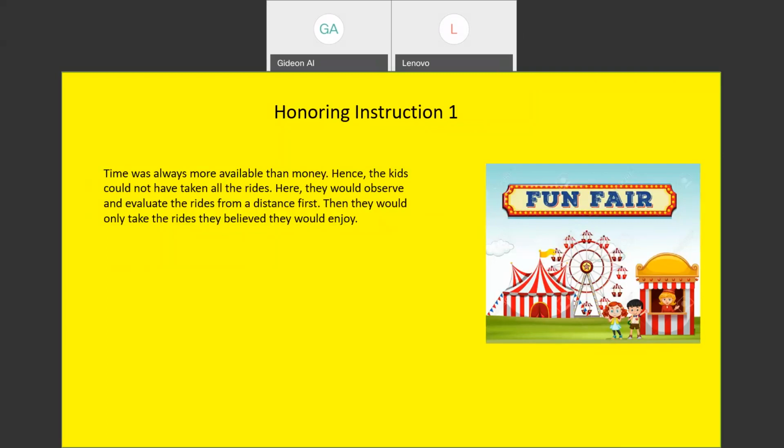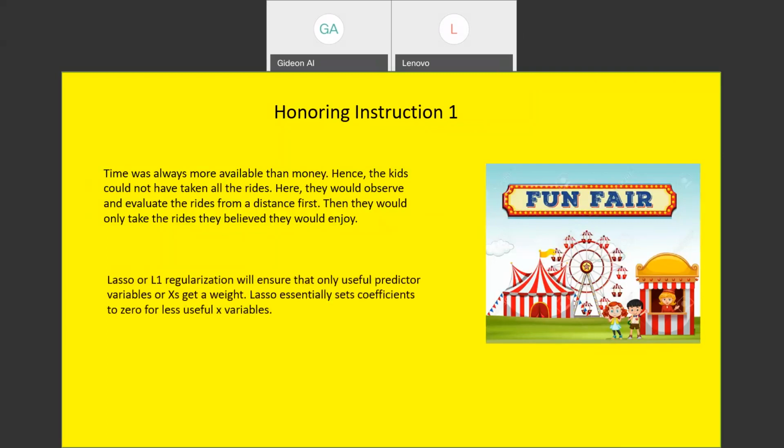And that's the reason why you will first be looking at all the rides from a distance, and you will not even touch some rides. You will selectively choose only a subset of rides. And you will not even touch all the rides. Right? And that's exactly what lasso, L1 regularization, corresponds to. What lasso does, as the name suggests, it just cuts off things. It essentially sets coefficients to 0. It will not even consider certain variables.